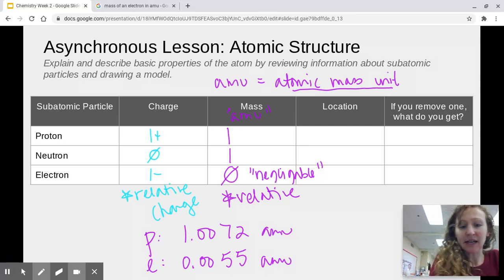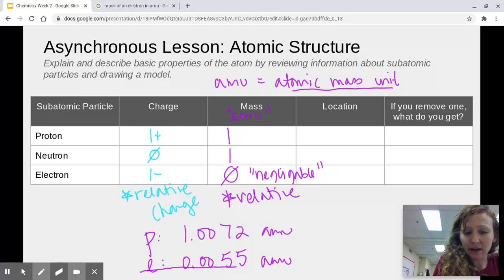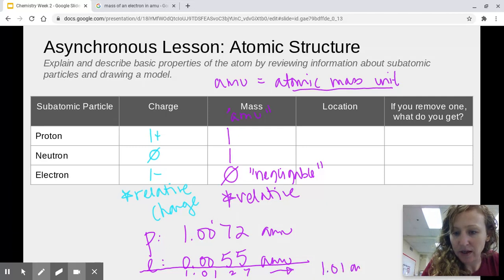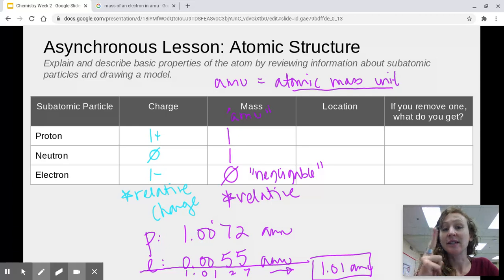So let's look at that. If we're going to add these two together, I'm going to get 1.0077... Okay, and then I'm going to round this off to 3 significant figures. So I'm going to take the first 3, and I'm going to say it's 1.01 AMU is the mass of a proton and an electron together.